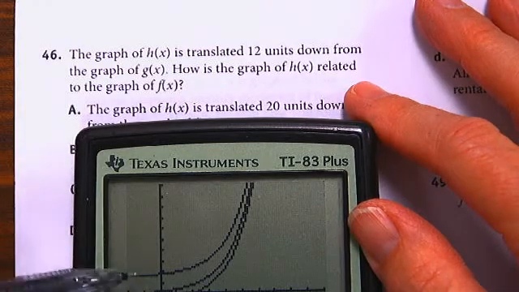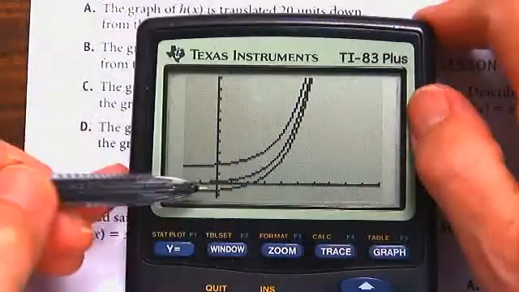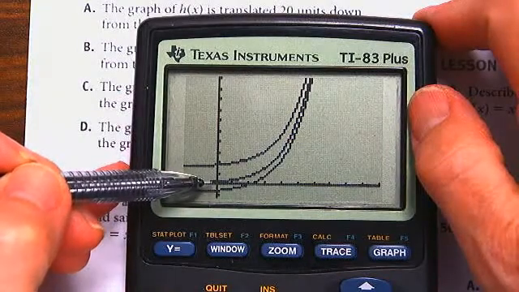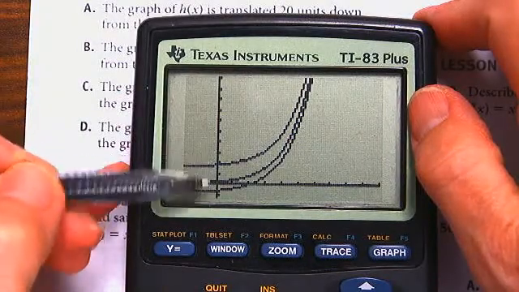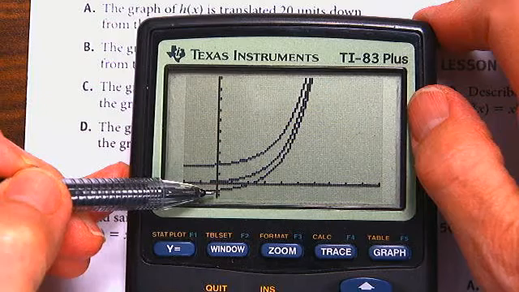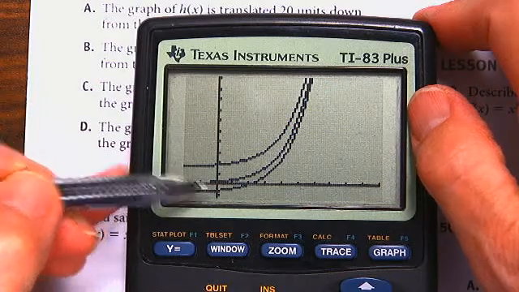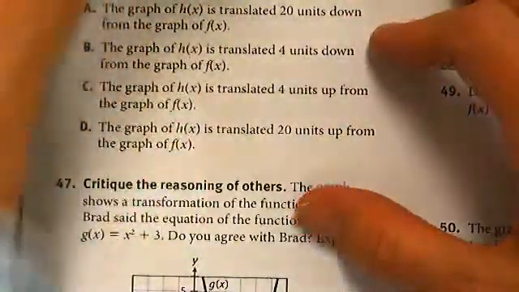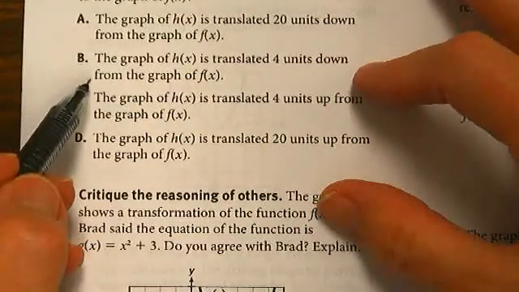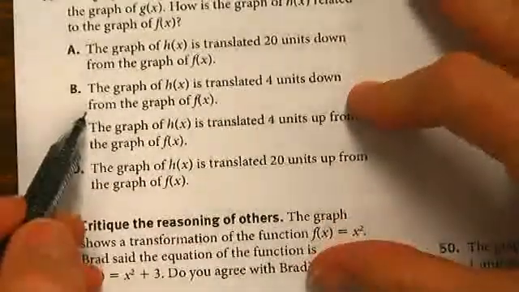F of x, can you see that? F of x, g of x, h of x. How is it going to relate to the original? It's going to shift down 4 units.